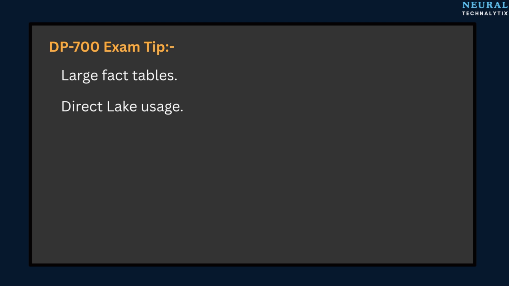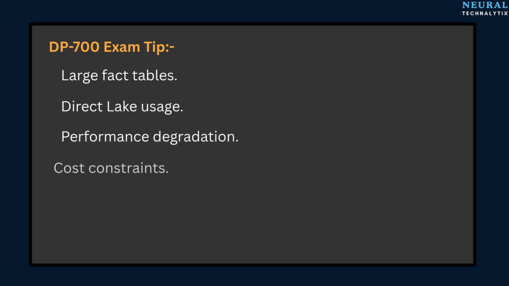Before we wrap up, here's a very important DP-700 exam rule. If you see large fact tables, Direct Lake usage, performance degradation, cost constraints, your first thought should be storage level optimization, not scaling. And in Microsoft Fabric, that usually means V-order.